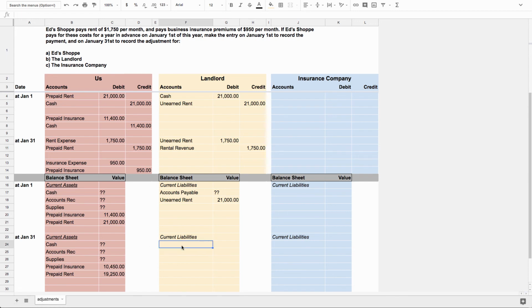So on January 31st, our accounts payable is whatever it is. We don't know. It doesn't matter. Then somewhere in there, we have our unearned rental revenue or unearned rent, and it has gone down by $1,750. So it's going to be $19,250 of liabilities. Notice how they match up, right? Ed's shop has prepaid rent not yet used up of $19,250. And the landlord has a liability of the same amount owing back to Ed's shop if Ed should leave. So our unearned rent for the landlord is $19,250 as well.